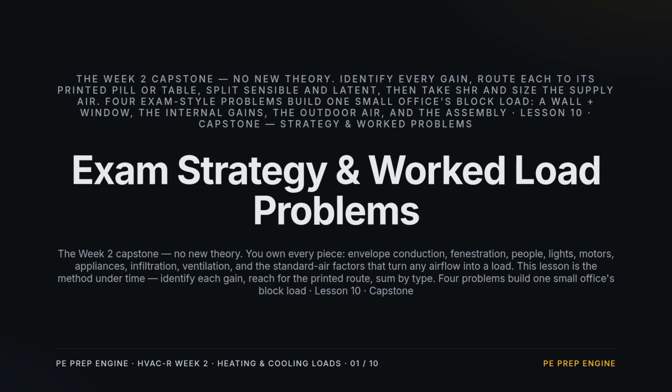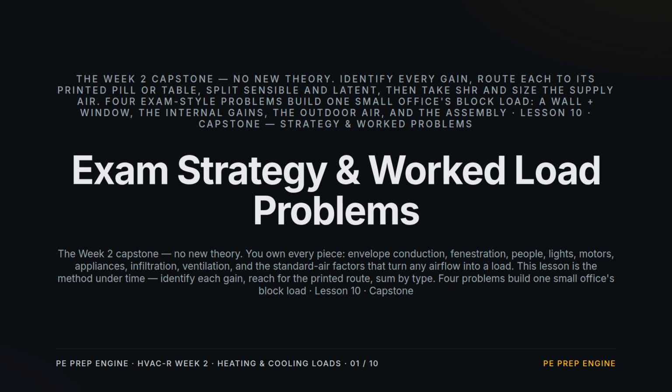Week 2, Lesson 10, The Heating and Cooling Loads Capstone. No new theory. You already own every piece. Envelope conduction, fenestration, people, lights, motors, appliances, infiltration, ventilation, and the standard air factors that turn any airflow into a load. This lesson is the method under exam pressure. Identify each gain, reach for the right printed equation or table, and sum by type.